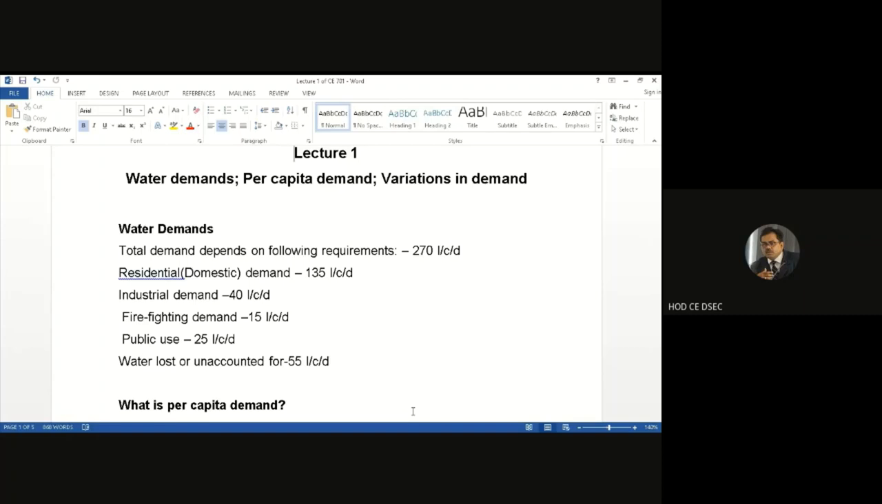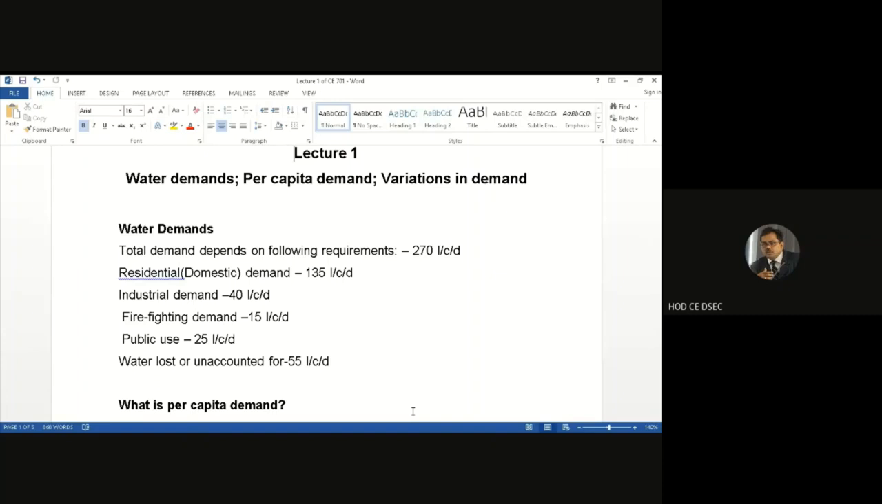Now, the total water demand is 270 liters per capita per day. Out of that, as we can see from my lecture, which I am sharing on my screen with everybody, the residential or domestic demand is 135 liters per capita per day. That means 50% of the water demand comes from the residential demand, that is 135 liters per capita per day.